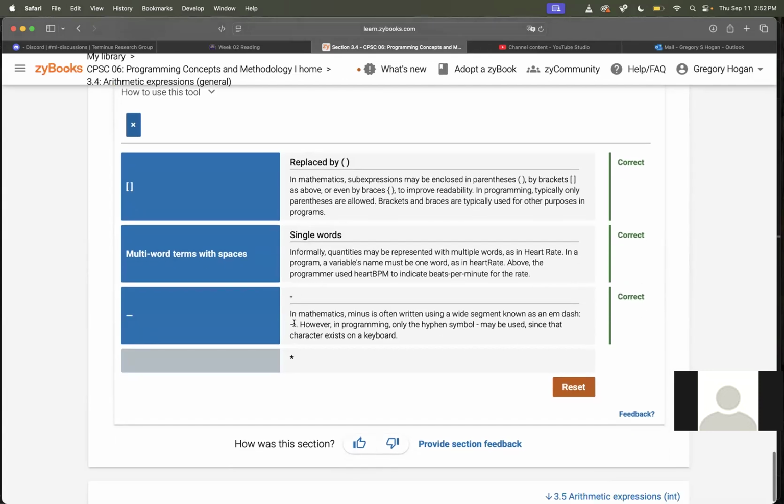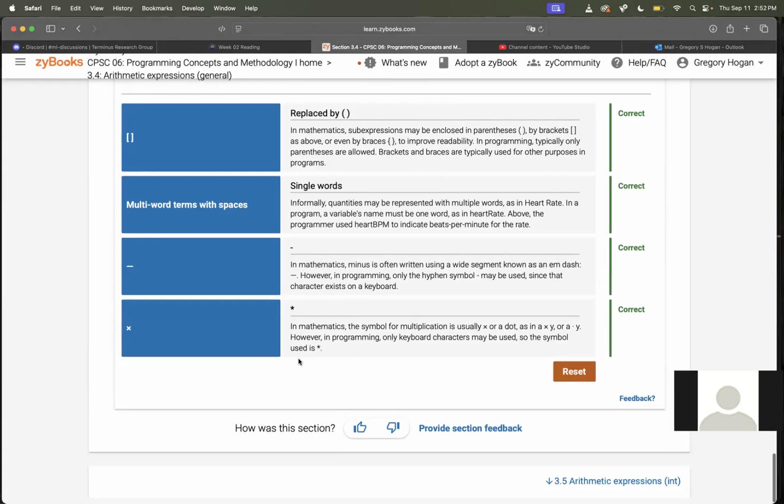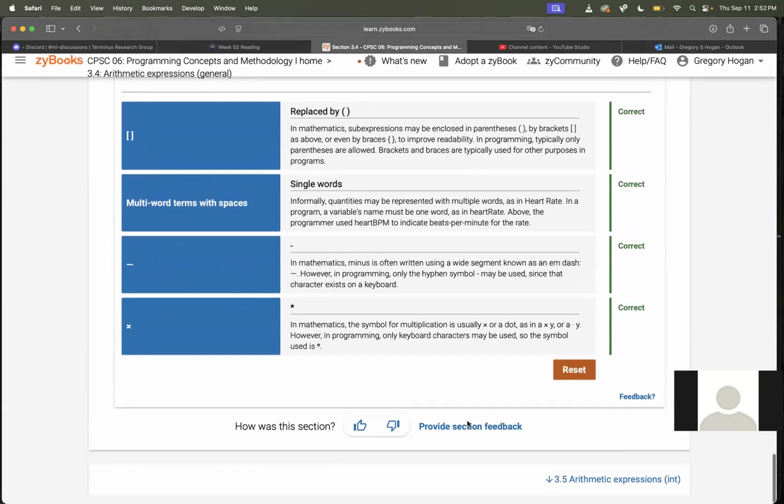And then lastly, the X symbol is not for multiplication in Java, right? So you have to change the X. If you see a times symbol, you need to replace the times symbol with the asterisk. All right.